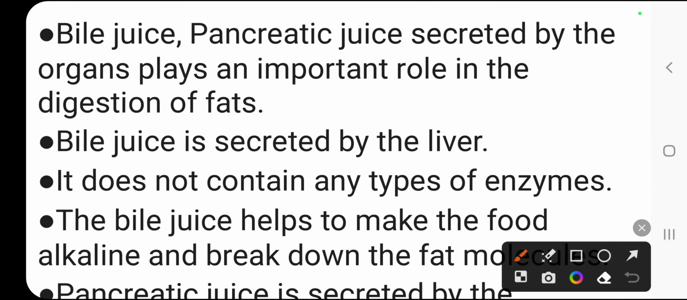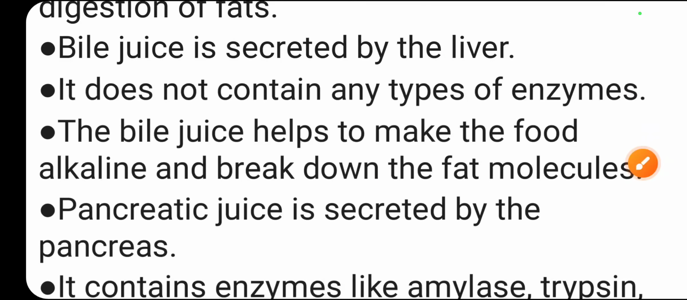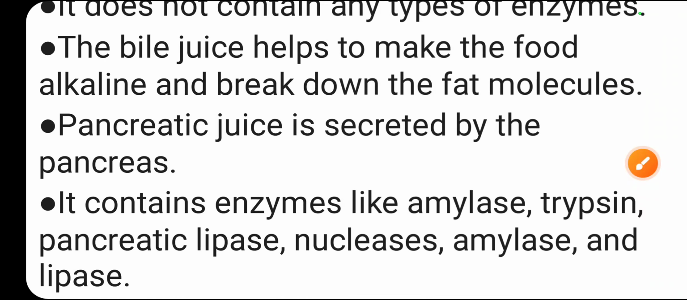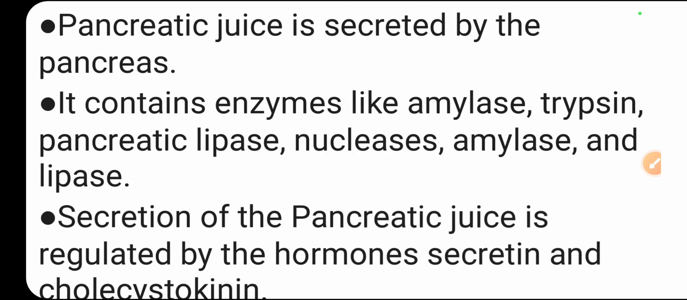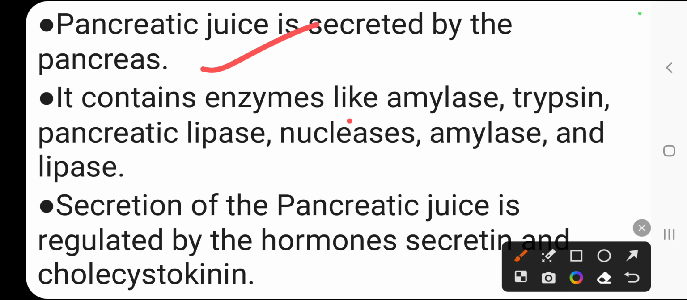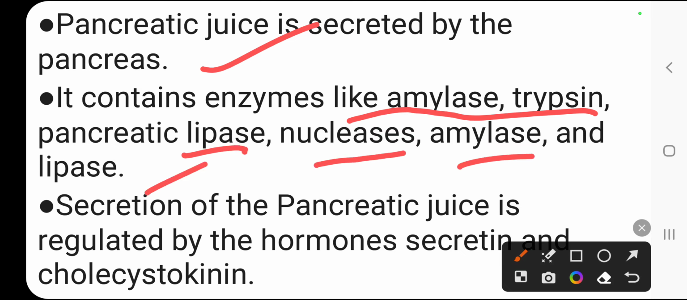Bile juice is secreted by the liver and it does not have any type of enzyme. What it does is it makes the food alkaline and breaks down the fat molecules, whereas the pancreatic juice is secreted by the pancreas and it contains several enzymes like amylase, trypsin, pancreatic lipase, nuclease, and the secretion of pancreatic juice is regulated by the hormones secretin and cholecystokinin.